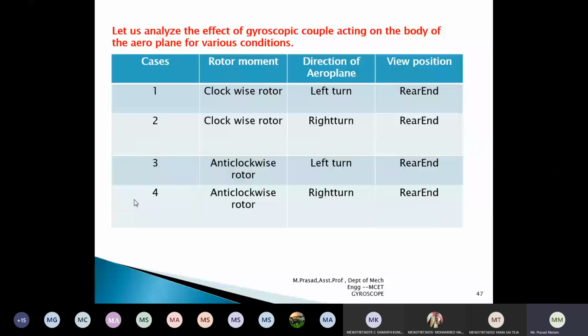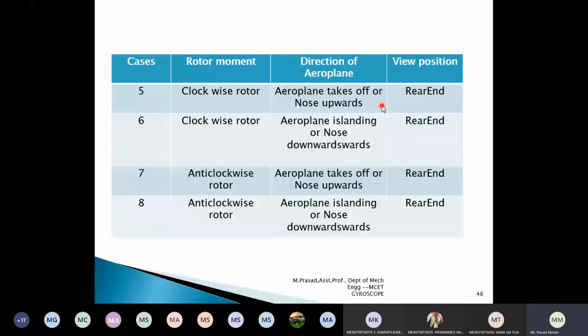So when you take the gyroscopic effect for aeroplane, we are having 8 cases. Case 1, clockwise rotor taking left turn. Similarly, clockwise rotor taking right turn. Anti-clockwise rotor taking left turn, and anti-clockwise rotor taking right turn. Next, fifth case, clockwise rotor, aeroplane takes off. Clockwise rotor, aeroplane is landing. Next, anti-clockwise rotor, aeroplane takes off. And anti-clockwise rotor, aeroplane is landing. So for all these cases, let us discuss the gyroscopic effect.